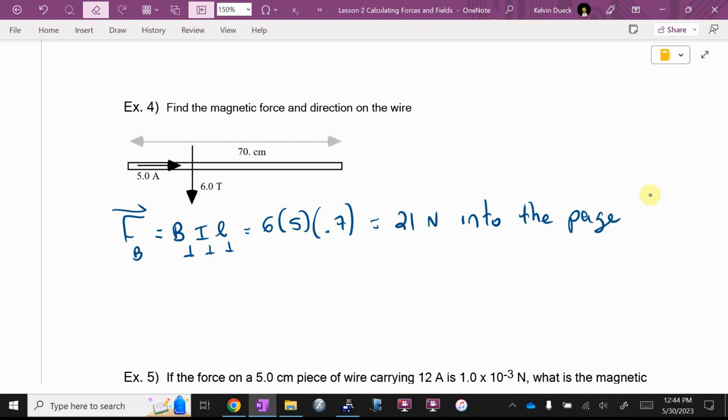Or if you wanted to, you could have written that. In my answer keys, because these symbols are hard to make, I always write out into the page or out of the page. But if you're looking for an abbreviation, I'll figure it out.